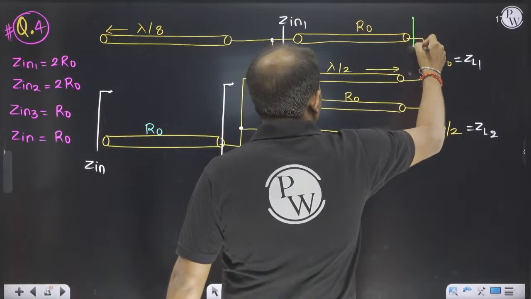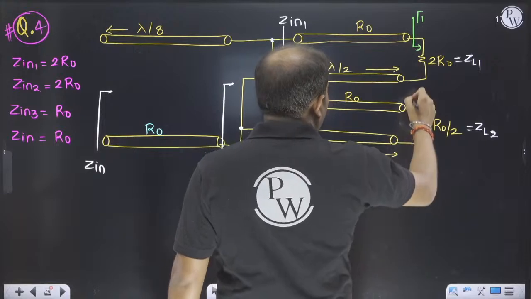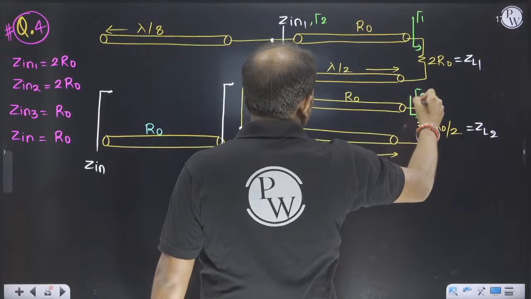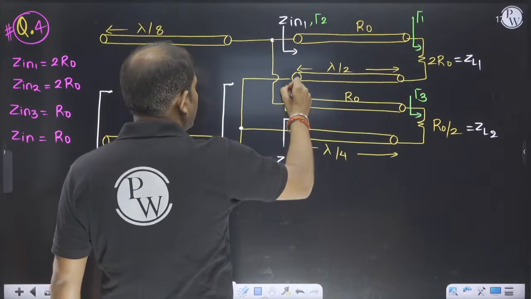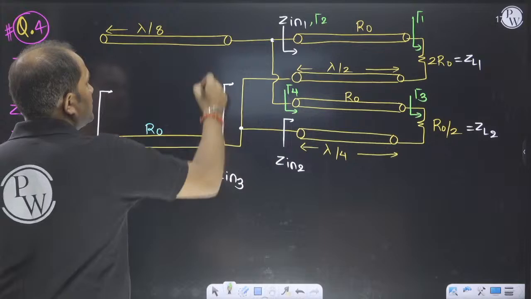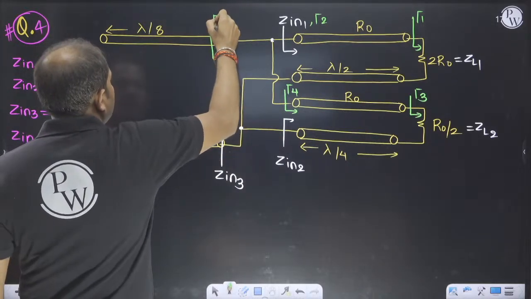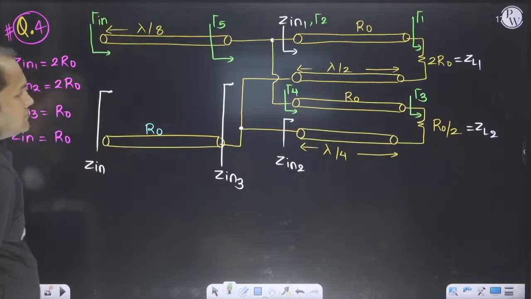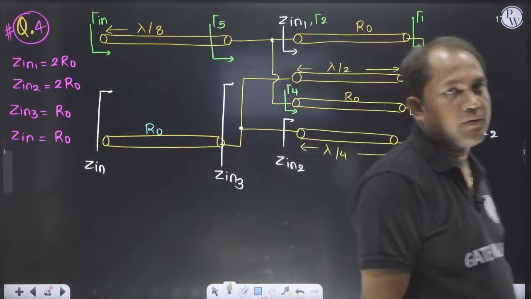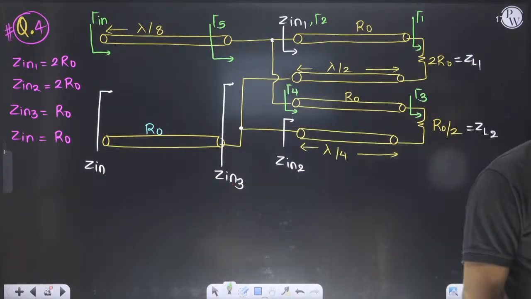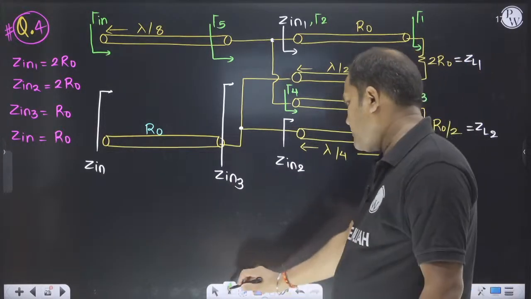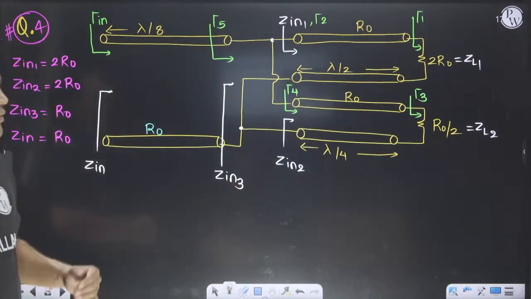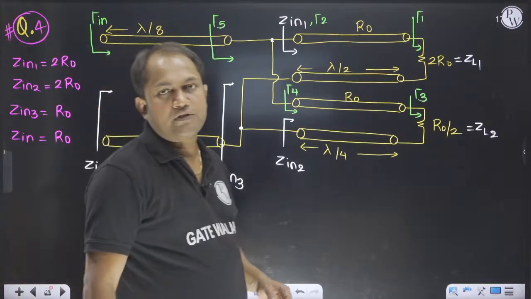So at this point the reflection coefficient is gamma 1. At this point it is gamma 2, at this point gamma 3, at this point gamma 4, at this point gamma 5, and at this point gamma in. So we have the reflection coefficients gamma 1, gamma 2, gamma 3 and gamma in. The formula is more important than the answer. So we have to know how to apply the reflection coefficient formula.